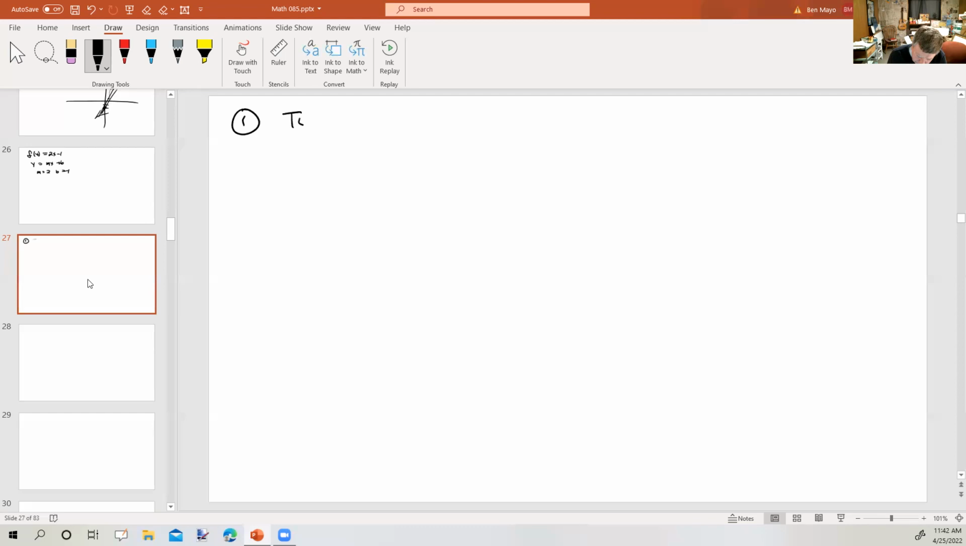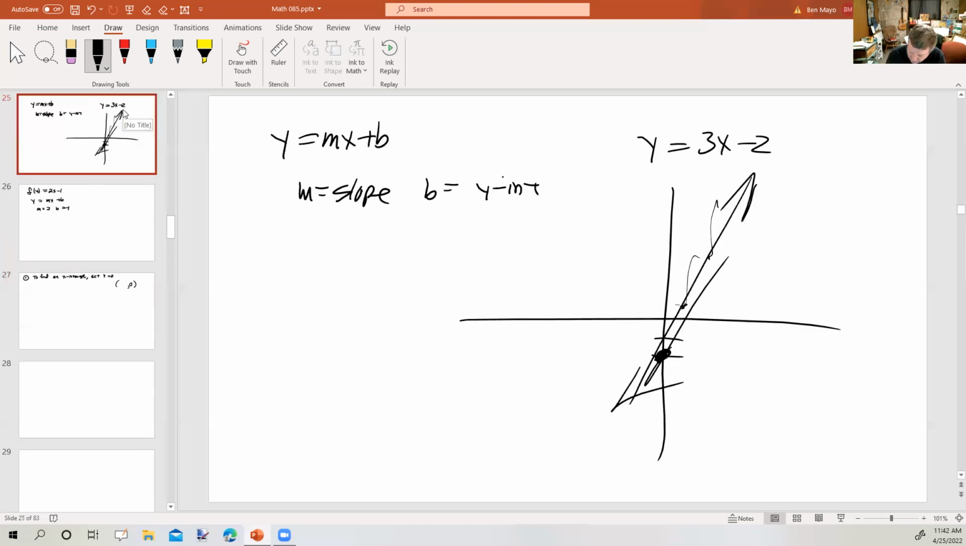Number 1, to find an x-intercept, set y equal to 0. So basically, if you complete the ordered pair, something comma 0, the x value would be the x-intercept. And what do I mean by the x-intercept? Where the graph cuts through the x-axis. Okay.